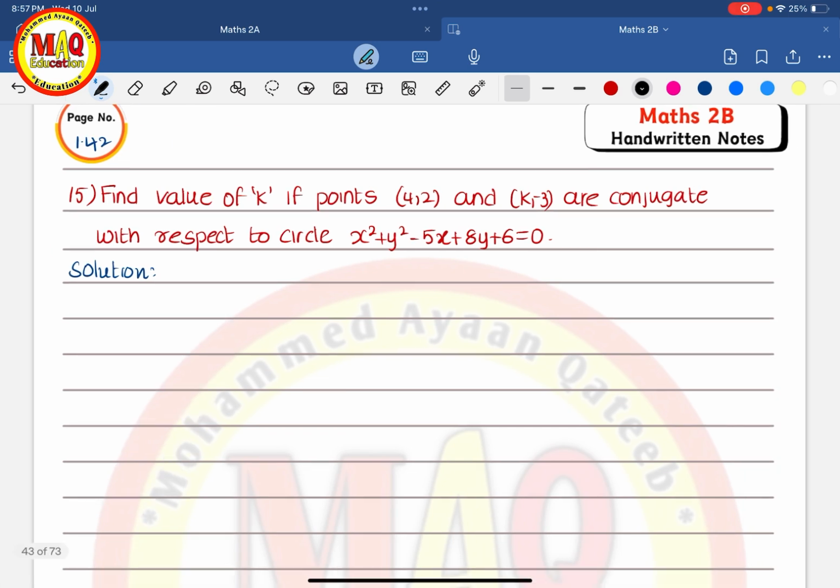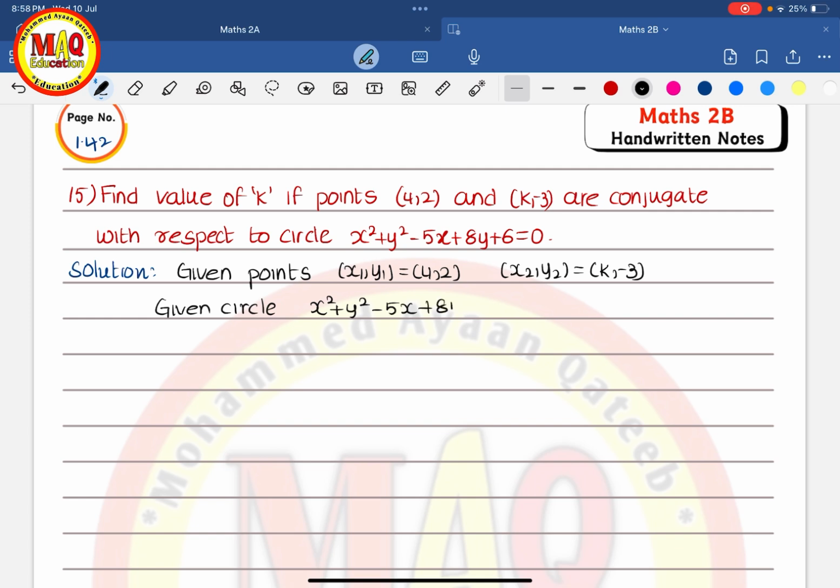Find the value of k if points 4, 2 and k, minus 3 are conjugate with respect to the circle x square plus y square minus 5x plus 8y plus 6 equal to 0. So let us write the given points. First point be x1, y1, 4, 2. And second point be x2, y2, k, minus 3. Given circle is x square plus y square minus 5x plus 8y plus 6 equal to 0.